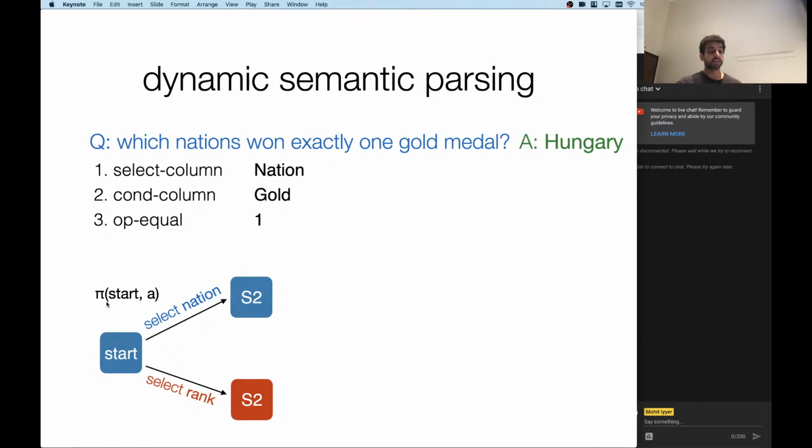And this pi function will take the representation of the state as well as the action and then output a score. And we are going to learn this function. So hopefully through the learning process, it will give actions that we should take in order to get to the right answer a higher score than actions that we shouldn't take. So here we see 2 possible actions that we could take: select nation, which is what we want the model to do, and select rank, which has nothing to do with this question, but is still a plausible action that the model could take, so we need to include all of these things during the learning process.